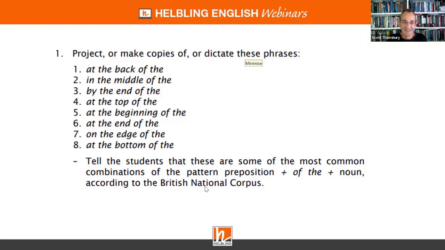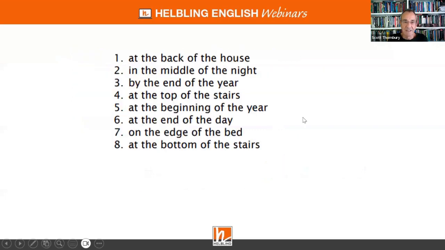I'm very good. Okay. Let's have a look. Here are the answers. At the back of the house, in the middle of the night, by the end of the year, at the top of the stairs, at the beginning of the year, at the end of the day, on the edge of the bed, interesting, at the bottom of the stairs. Brilliant. So that's according to the British National Corpus.